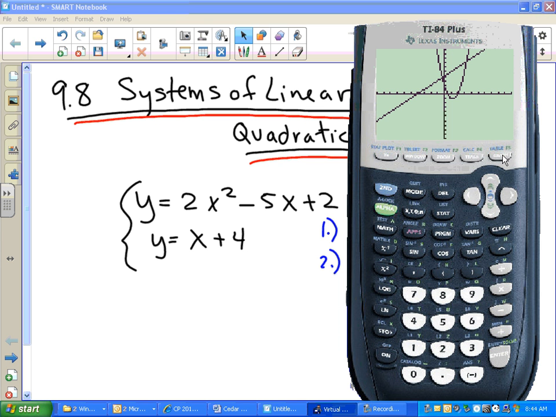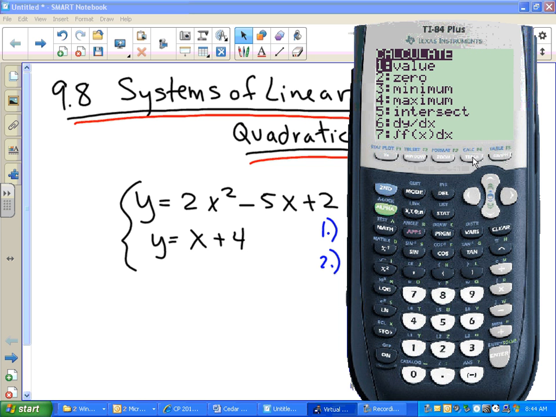All right, let's start with the point of intersection farthest to the left. Estimate what the x value would be for the ordered pair. In this case, it looks to be about negative 0.5. So what we're trying to do is figure out where our line intersects the quadratic. Okay, so we're trying to find that point right there. And we know it's about negative 0.5. So now we're going to hit the second and then trace button. Second trace, and we're going to go into the calculate menu. Once you're in the calculate menu, choose option 5 for intersection.